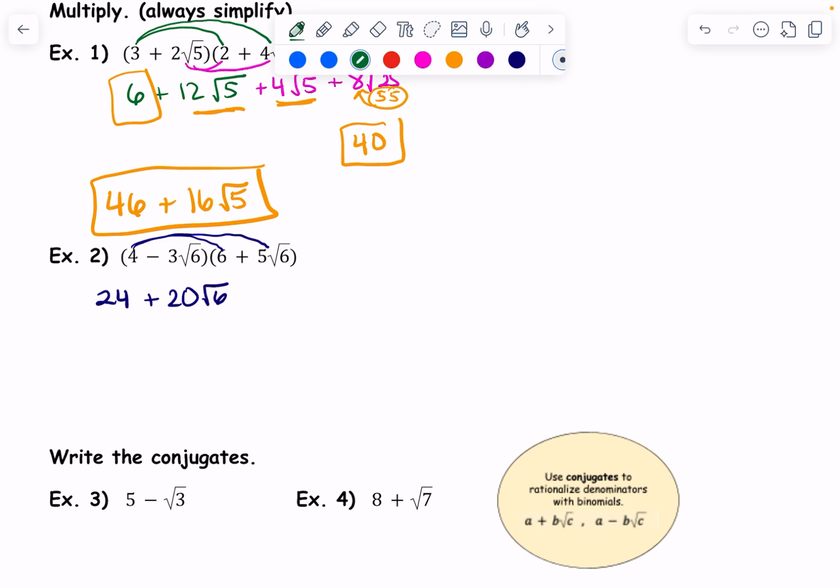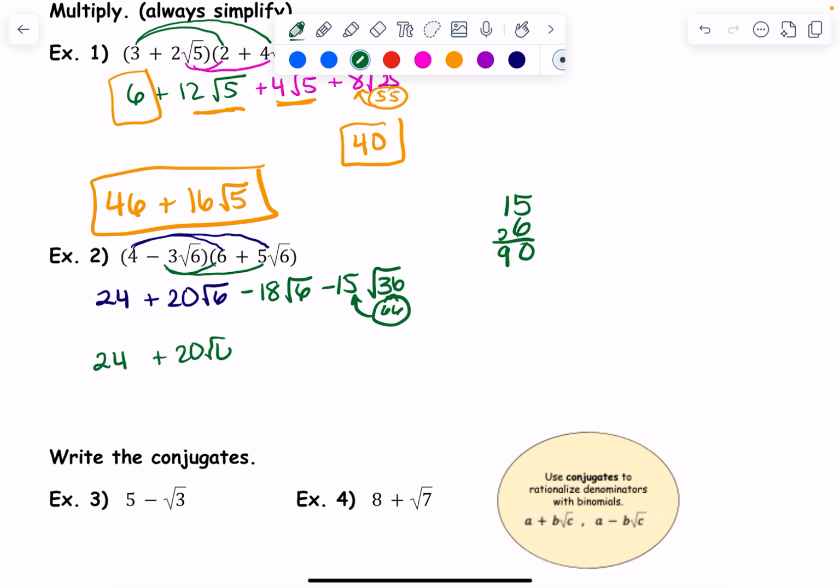And then we're going to take the negative 3 radical 6. So the 6 and the negative 3 are both outside, so that's going to give you negative 18, and then we'll have a radical 6. And then negative 3 radical 6 times 5 radical 6 is going to be negative 15, and then radical 36. But we know that this is 6 times 6, so a 6 comes out. So we would take 15 times 6, and we would get 90. So now we have 24 plus 20 radical 6 minus 18 radical 6 minus 90.